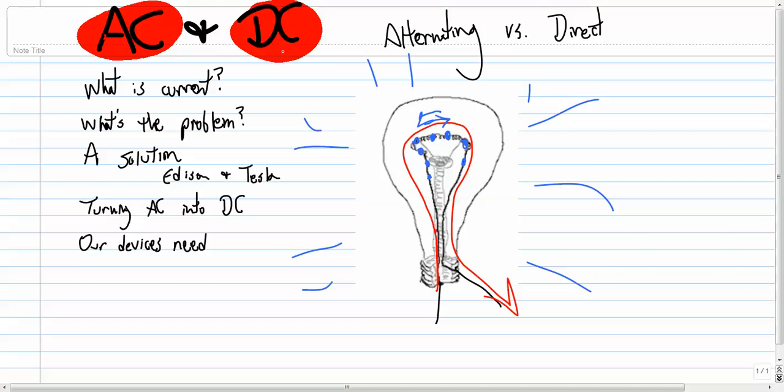The first way that I described, DC, it's all in one direction. And AC, the little nudge in one direction, then the nudge in the other direction, that is two directions. So it's going back and forth. So there's my description of what current is.